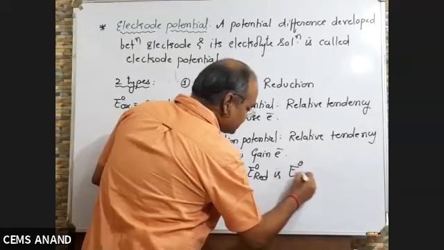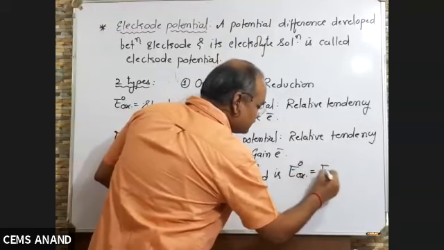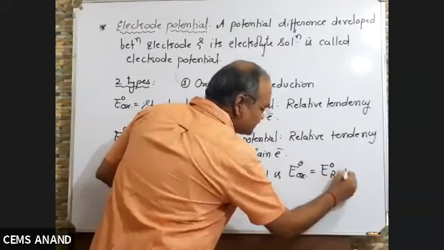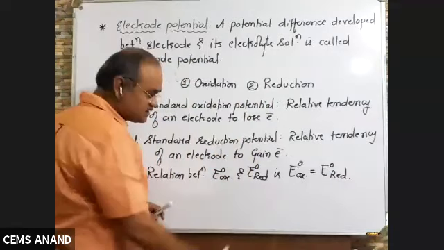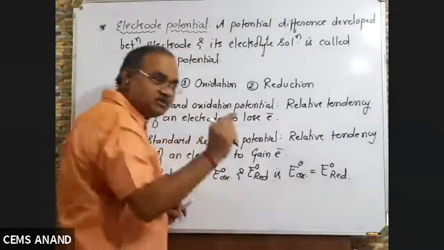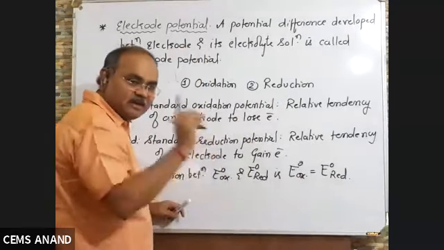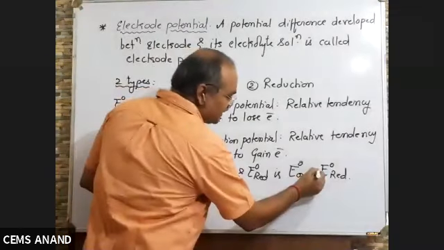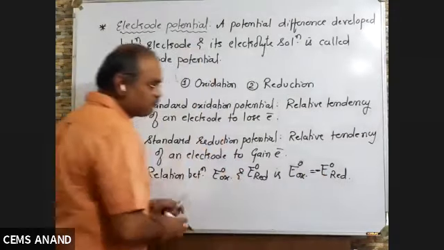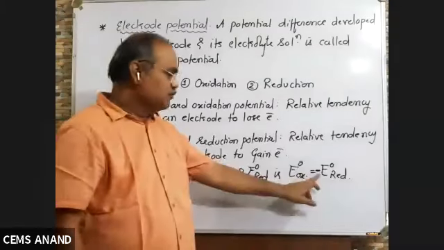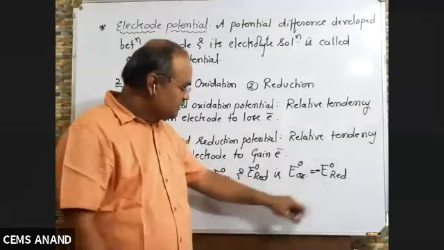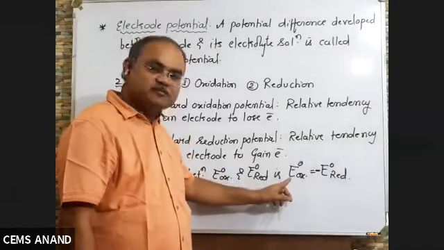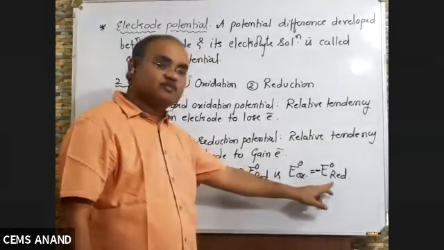E0 oxidation is equal to E0 reduction. Then what is the difference? It means the oxidation and reduction potential of the same electrode is the same value, but the magnitude is different. This is the important point. If oxidation potential is positive, then its reduction potential will be negative.